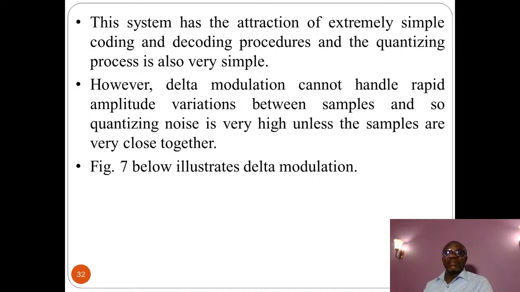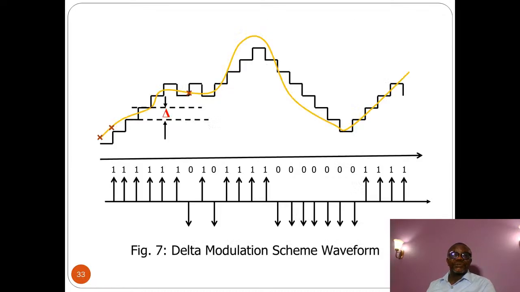This system has the attraction of extremely simple coding and decoding procedures, and the quantizing process is also very simple. We will see shortly. However, the delta modulation cannot handle rapid amplitude variations between samples, and so quantizing noise is very high unless the samples are very close together. So let's see an illustration.